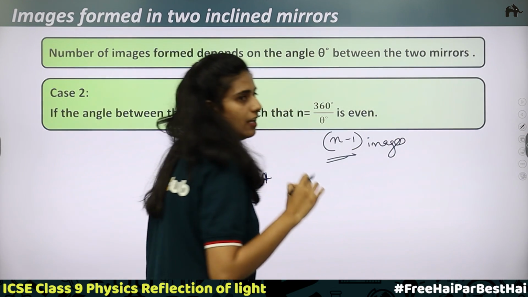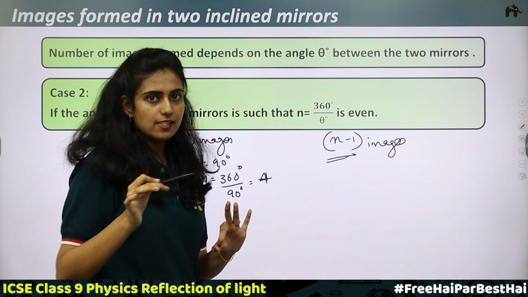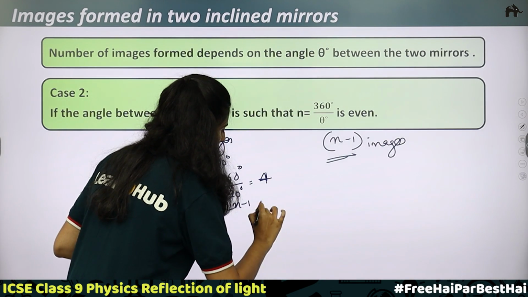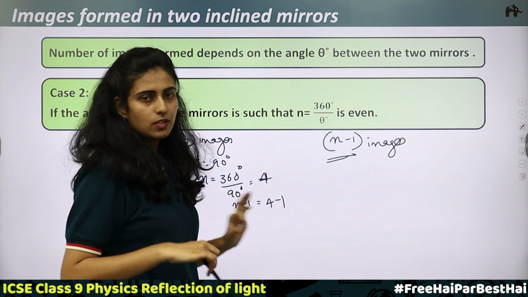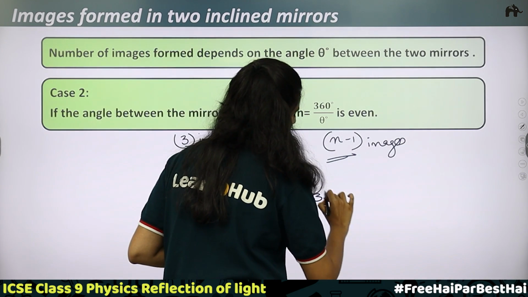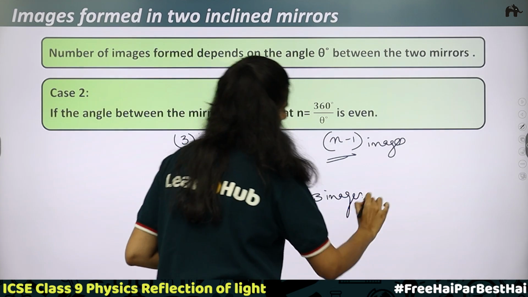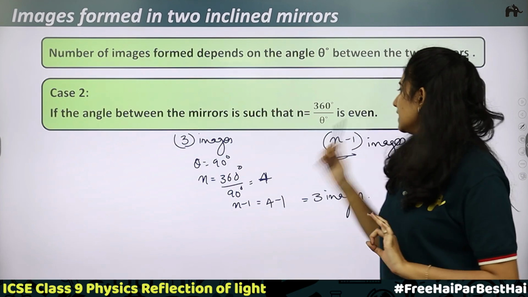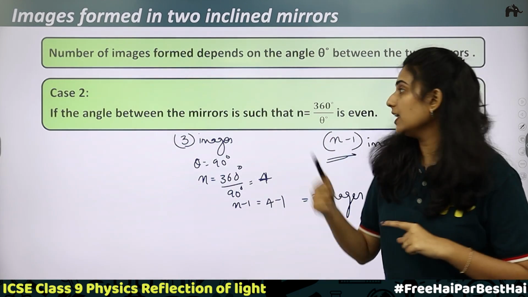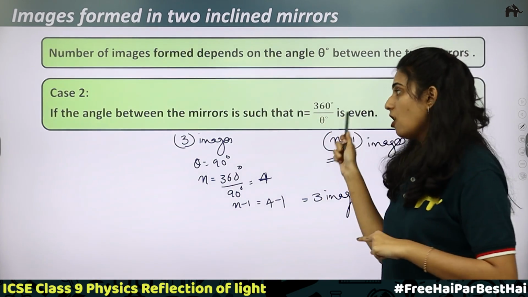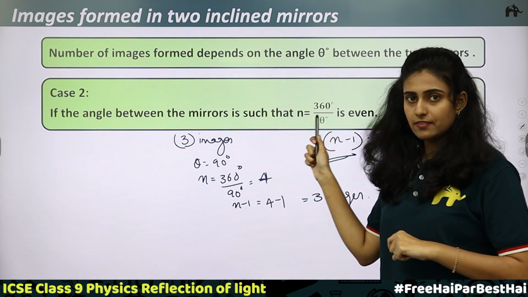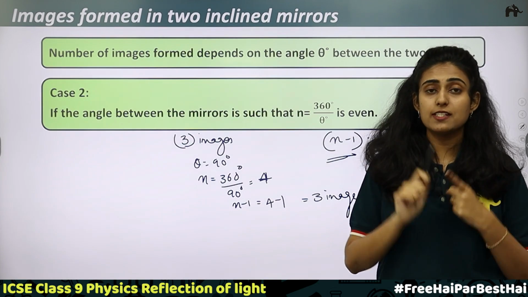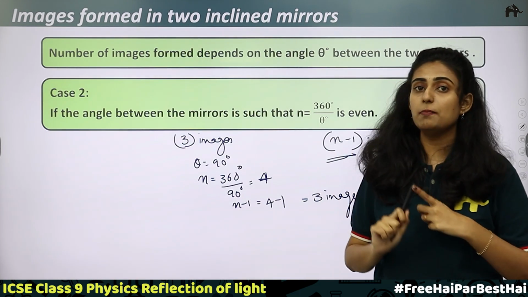So in the case of the candle, how many images did we get? We got 3 images. What is the n value? The n value is 4, which means n minus 1 will be equal to 4 minus 1. Therefore the number of images will be 3 images. Understood? So if n is equal to 360 degree divided by theta degree is an odd number, only then n will be the number of images formed if the object is not placed on the bisector, or if it is not placed symmetrically.